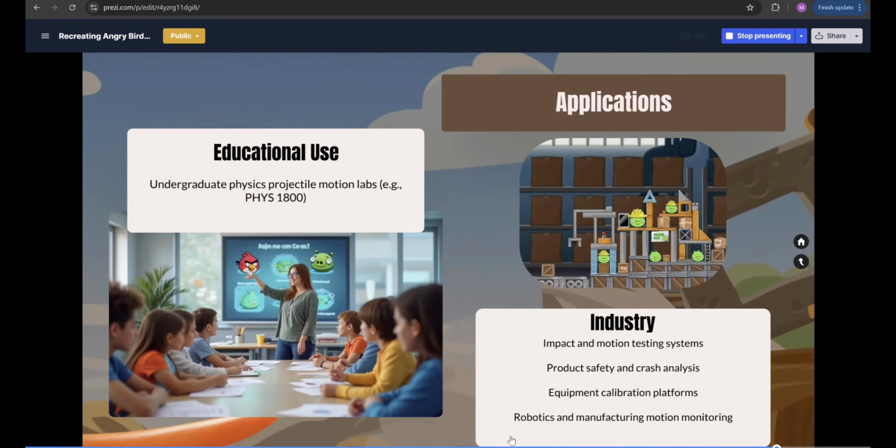For example, engineers use impact and motion tracking sensors to test how materials react to forces during collisions, which is important in automotive crash testing and protective equipment design. These types of systems are also used in robotics and manufacturing to monitor movement accuracy, measurement of applied forces, and improve system reliability. By collecting real-time sensor data and displaying it digitally, engineers can analyze performance, identify design flaws, and optimize mechanical systems more efficiently.